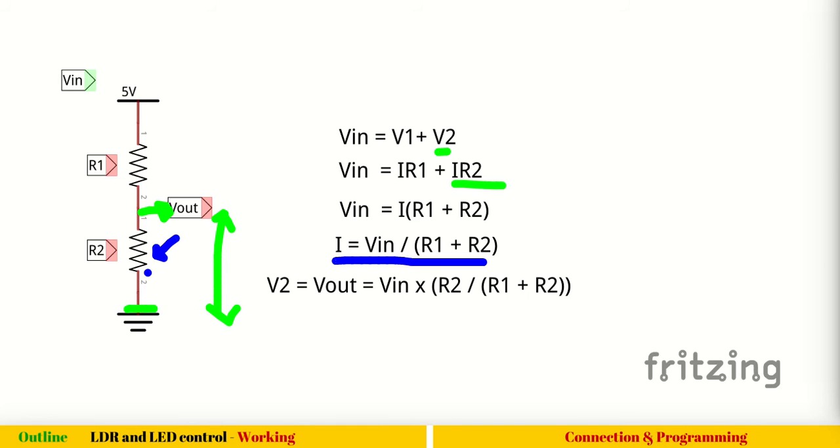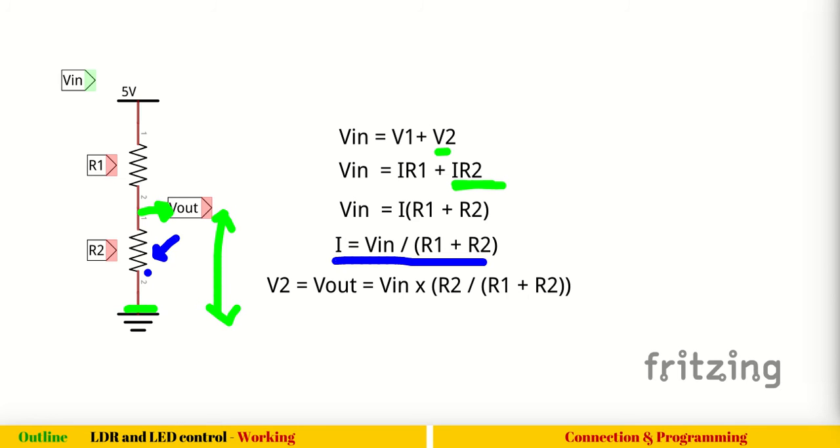So what is V2 then? V2 is Vout, which in our case is Vin into R2 divided by (R1 plus R2). We are just substituting I, which is Vin divided by (R1 plus R2), into I times R2. So the equation is very simple. Now let's take a use case. Suppose the R1 value is 1 kilo ohm and the R2 value is 1 kilo ohm. What will be the voltage value at Vout?